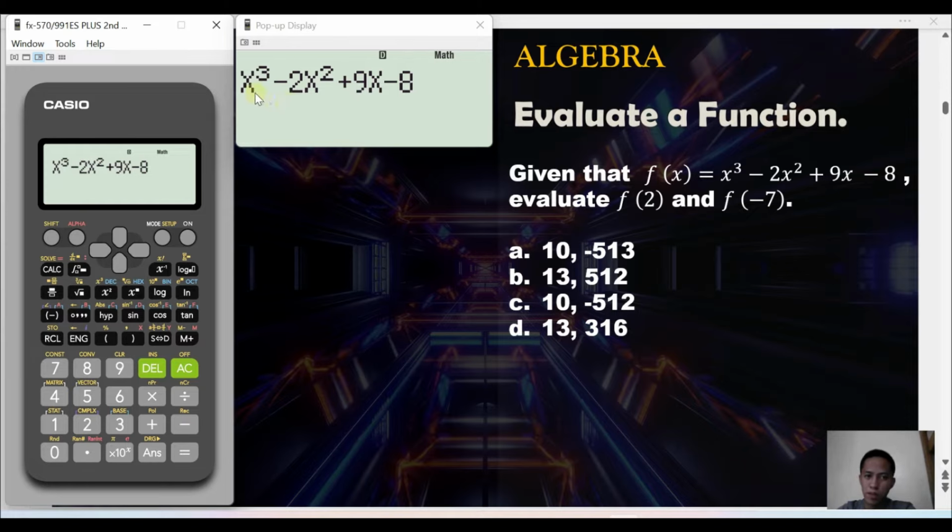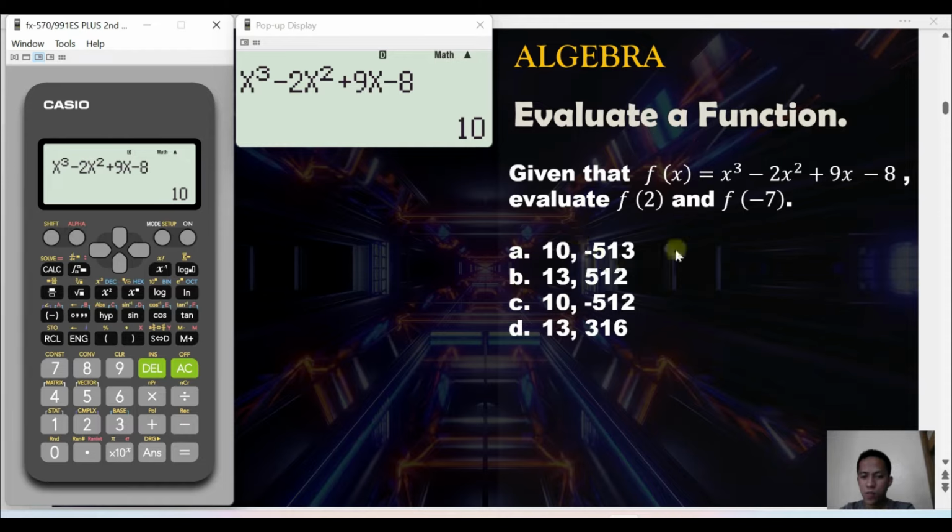So, after you input the expression, press CALC, guys, the one under shift. Then the calculator will ask you, what is the value of x? Okay? For the first given, that is 2. Put 2, then press equals. It will give you the value of f of 2 in this expression. That is 10. So in the choices, it's either A or C that we have left.